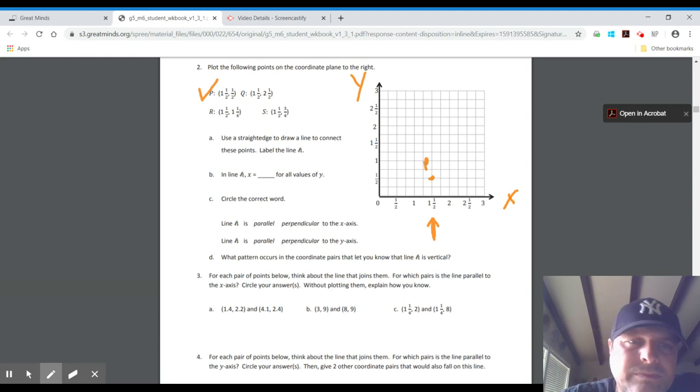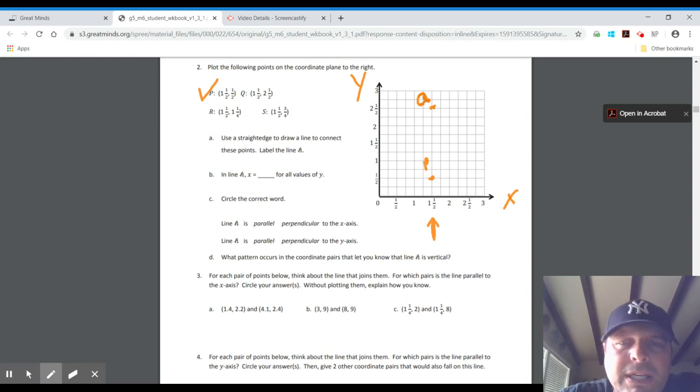Okay. Next is Q. Q is also at 1.5, but it's at 2.5 Y. So Q is up 2.5, right here, straight up, and there you go. Notice we're going to be having the same X coordinate on here. So I bet you this is going to get packed on this.